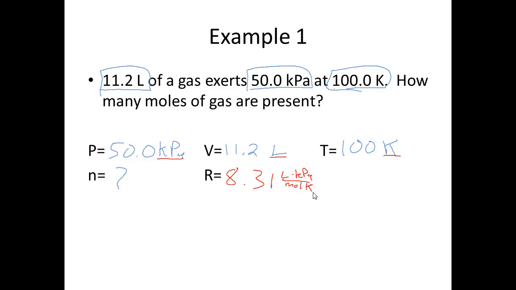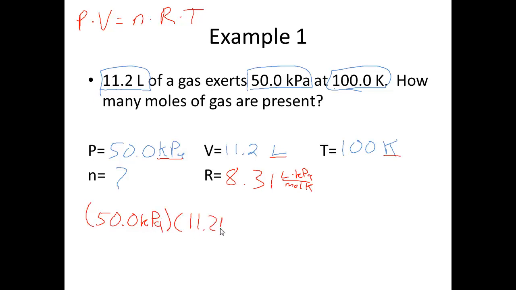Okay, so now I can go back to my ideal gas law, which is P times V is equal to n times R times T. Just substitute. Easy. P times V: 50.0 kPa times my V, 11.2 liters, equals n, which is what I want to solve for. I can keep that variable, or call it x or y or w. It doesn't matter. It's a variable. Just solve for it and be happy. It's equal to n times R, 8.31 liters kPa per mole Kelvin, times my temperature, 100 Kelvin.